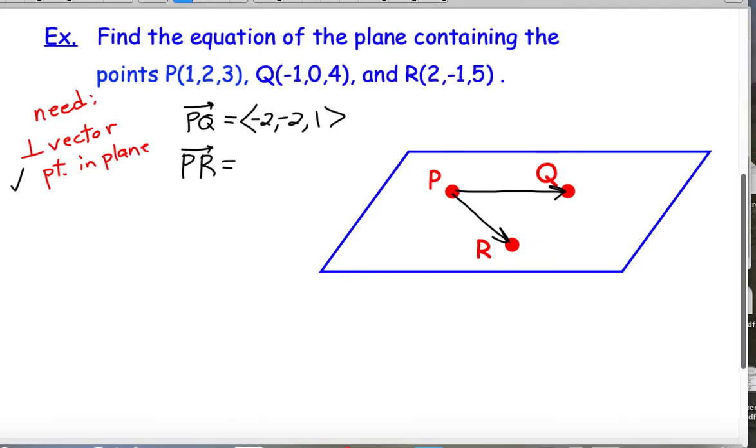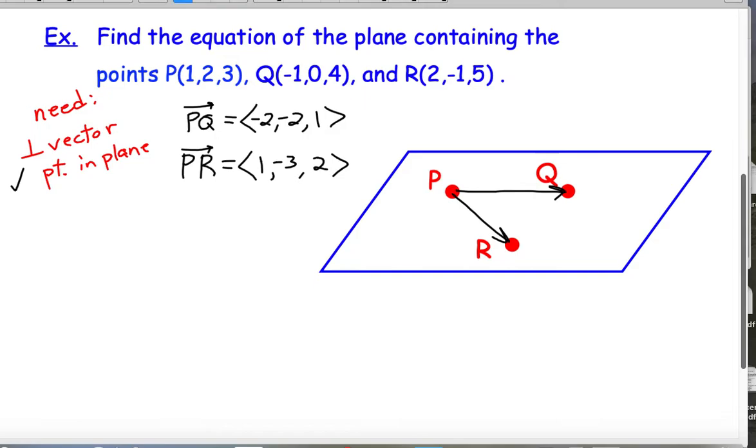Where are we going with this? I don't know. Not sure what to do? Do something. So let's find PR. Look at your coordinates for P and R, terminal minus initial. 2 minus 1 is 1. -1 minus 2 is -3. And 5 minus 3 is 2.